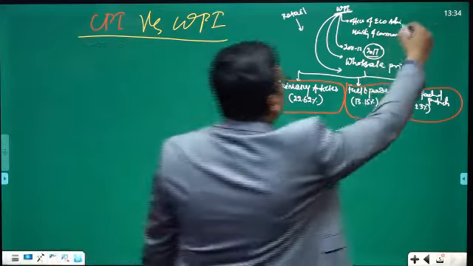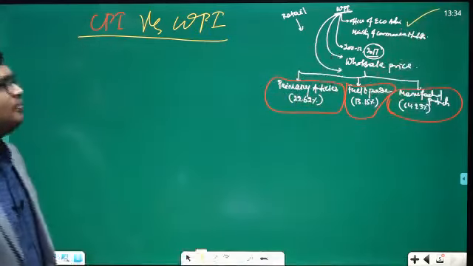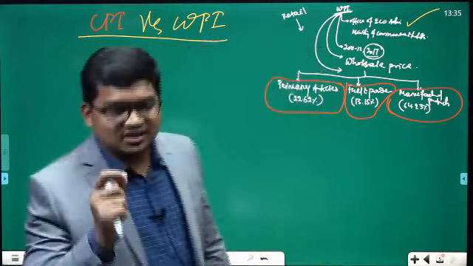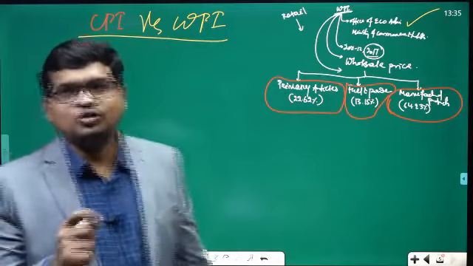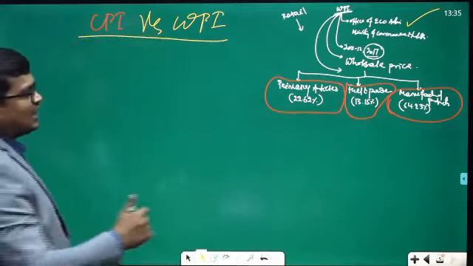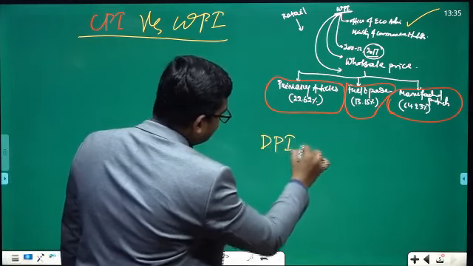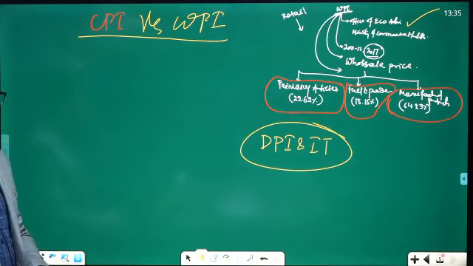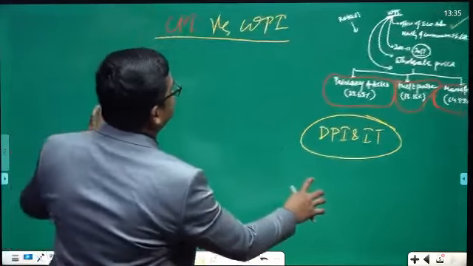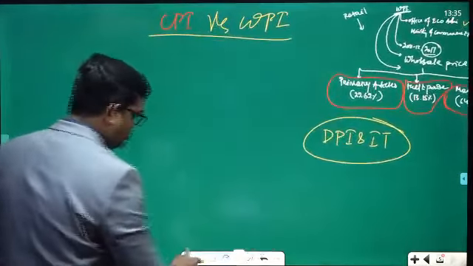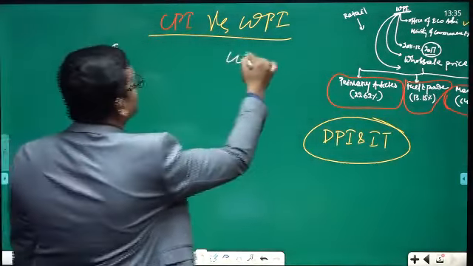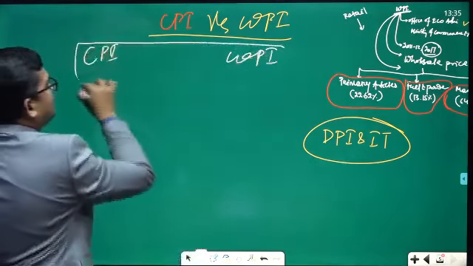And who is the agency which compiles it? It's the Office of Economic Advisor, Ministry of Commerce and Industry, and specifically the Department for Promotion of Industries and Internal Trade. This department compiles this data. So coming to this part, what is the difference between CPI and WPI? This they have already asked. Let's see that as well.